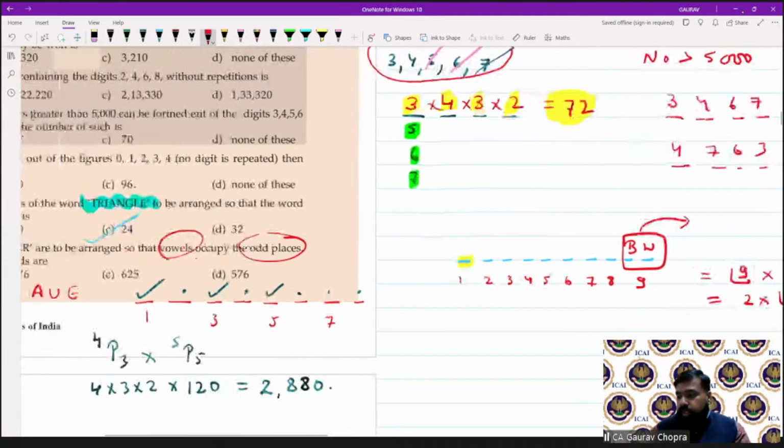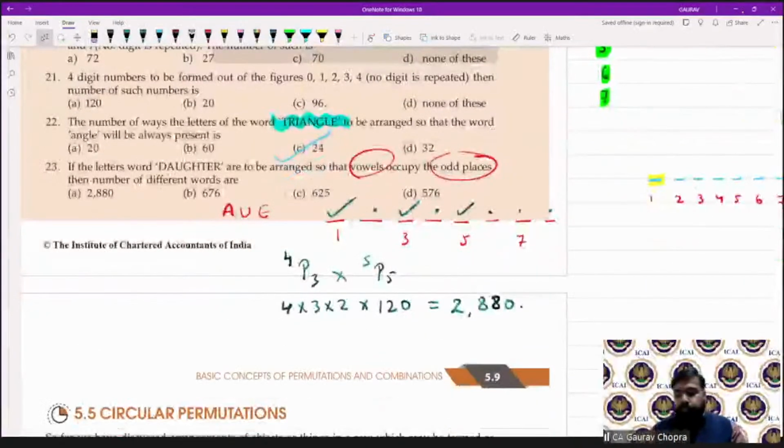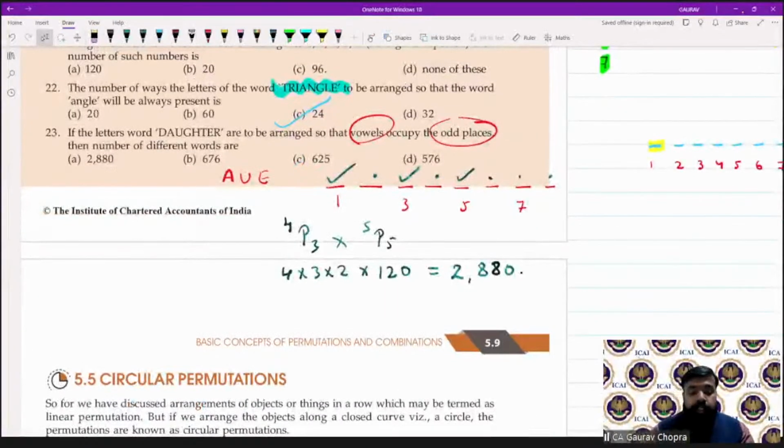And Narendra is asking about 120 in question number 23. See, in question number 23, it was 3 vowels and 4 positions. So on 4 places we have to arrange 3 vowels. So how many ways will be there? 4P3. Therefore 4 into 3 into 2. This is done. Now, what about the remaining places?